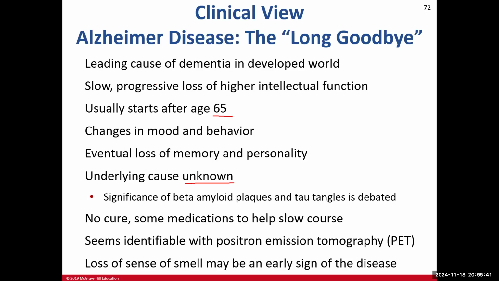But what we'll see is a slow and progressive loss of some of their higher order functions. And what are the higher order functions? Personality, memory, knowledge, and decision making. They might not be making very good decisions. They could snap at you. So this is what we're kind of looking at.